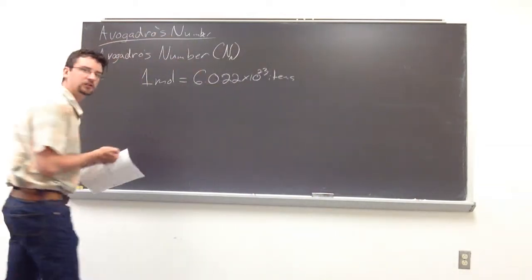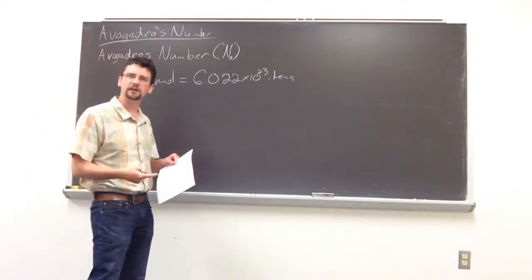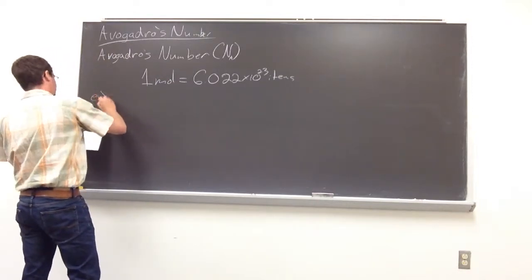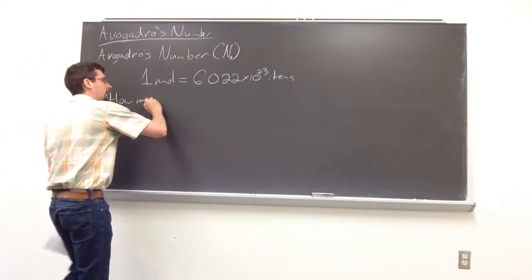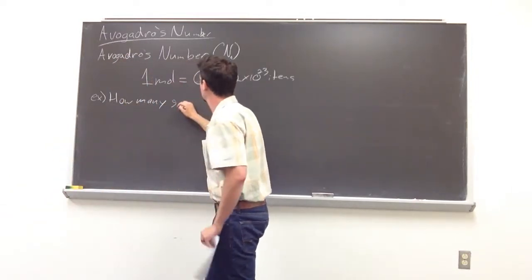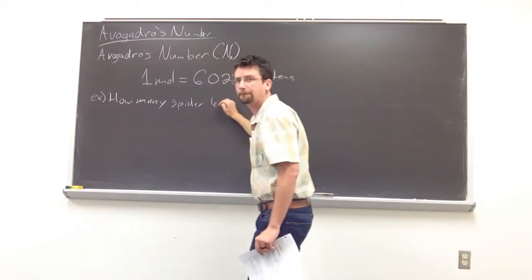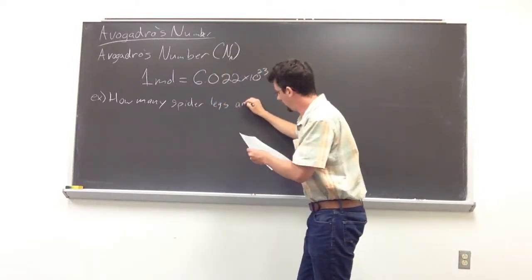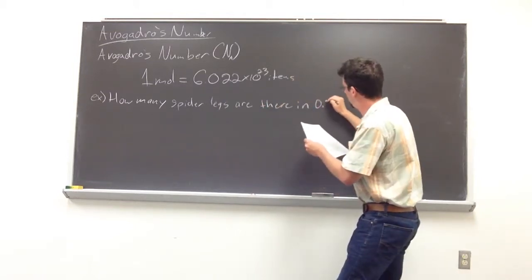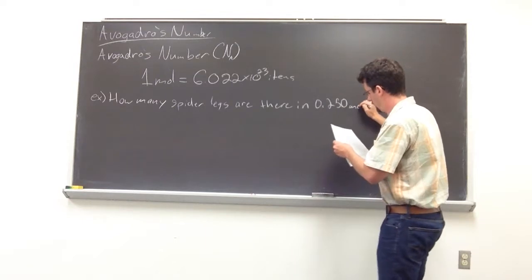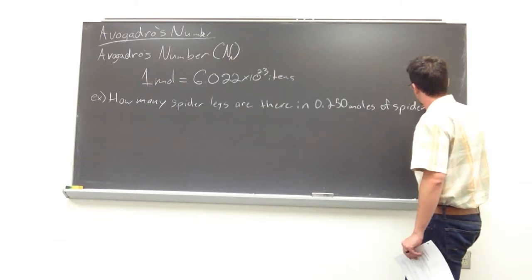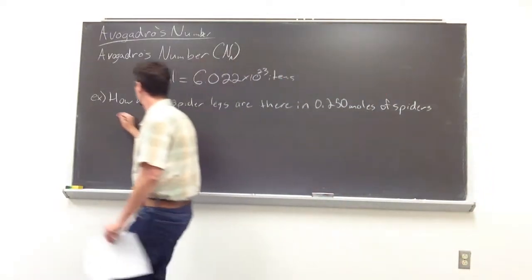So as an example, let's try to look at an interesting dimensional analysis problem where we consider the number of legs on a spider. So, example, how many spider legs are there in 0.250 moles of spiders, assuming each spider has 6 legs?